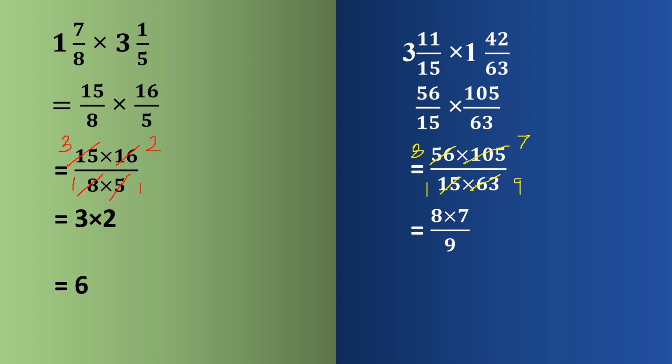Now we will just simply multiply numerators. 8 sevens are 56 by 9, and we will convert it into a mixed number. It is 6 and 2 by 9. So it is our final answer.